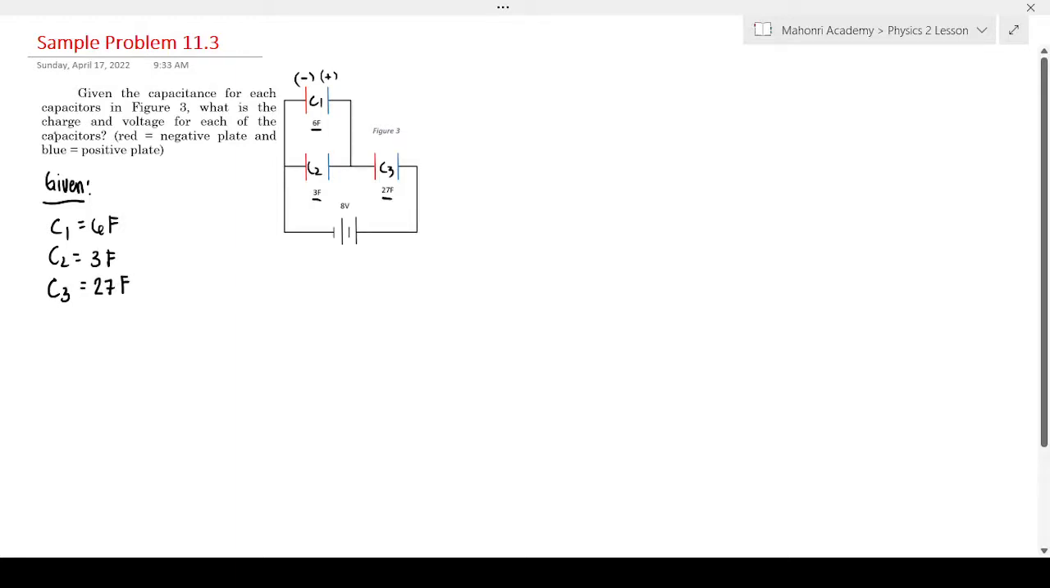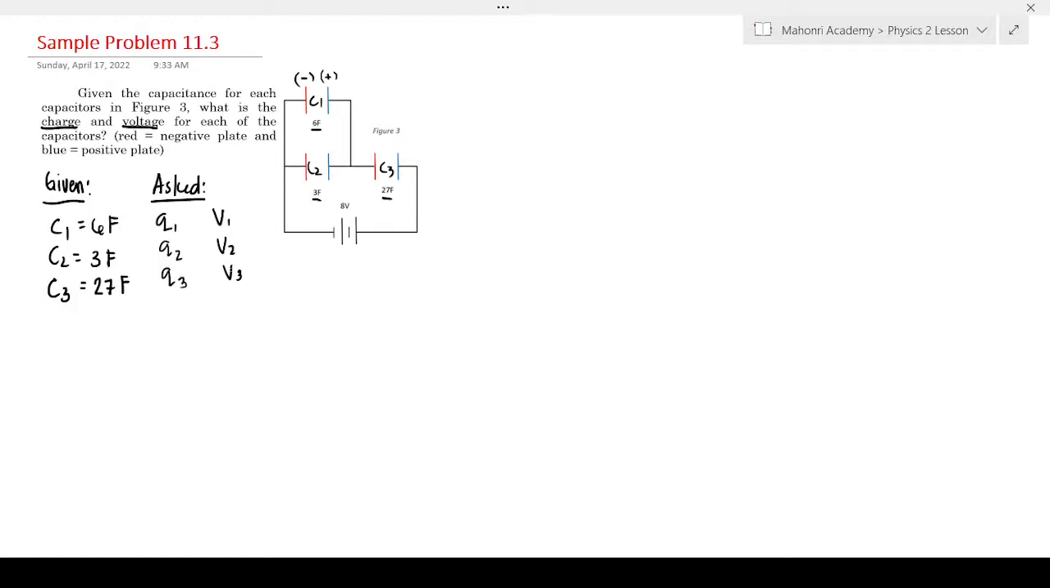So what is the charge and the voltage for each of the capacitors? So what is being asked of us? It's asking us what are the charges for each of our capacitors, and also what is the voltage of each of our capacitors. So how are we going to solve this?